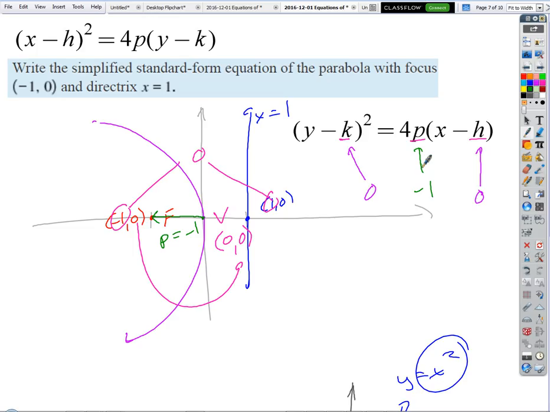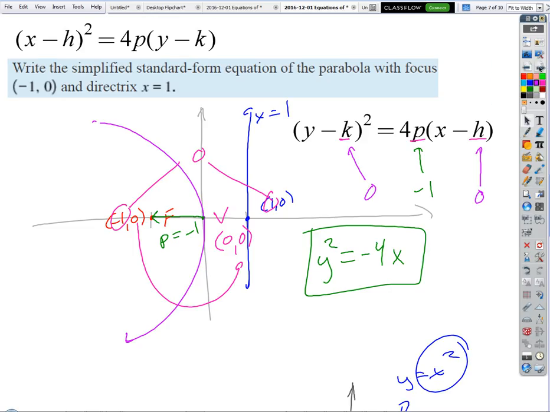So what do we get? Y minus 0 is what? Y, right? So I end up with y squared equals, what's 4 times -1? -4. And x minus 0? That's x. That's it.